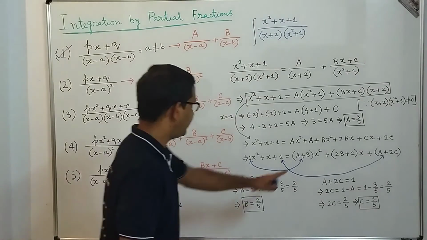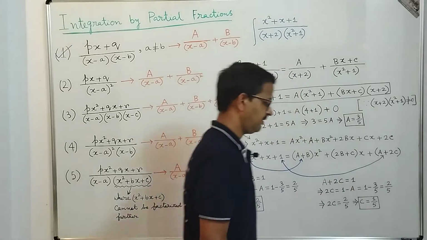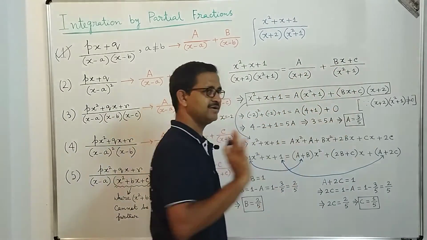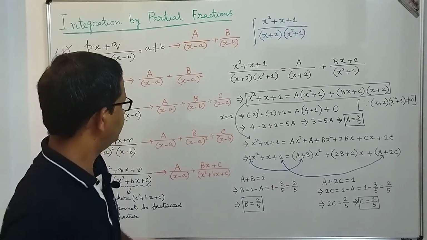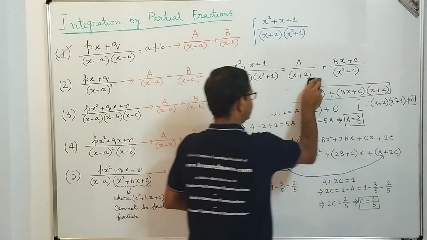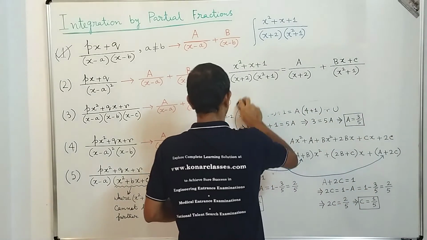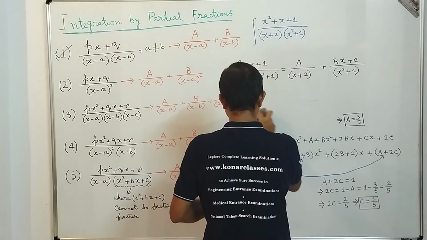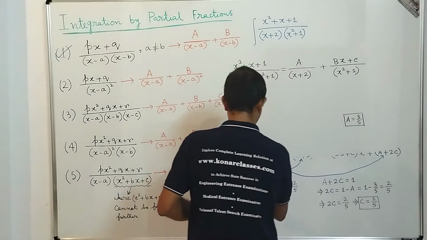Correct? So we found the value of a as 3 by 5, b as 2 by 5 and c as 1 by 5. All we need to do is apply the values here and perform that integration. Okay, so now let's proceed. I will clean this part to perform the further steps. We already found the values of a, b and c.